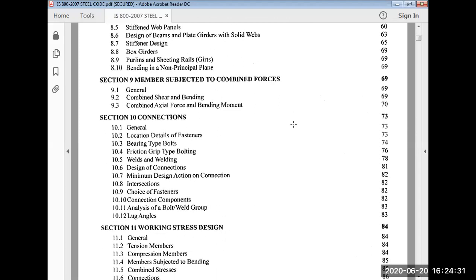Then section 10 is the connection. The very important part of the design of steel structure is the connection. Without connection we cannot do steel structure. We have to connect by using bolt or weld. Sometimes we can use rivet also, but instead of rivet, these two are very strong connections, and generally we are using bolted and welded connections in our design of steel structures.